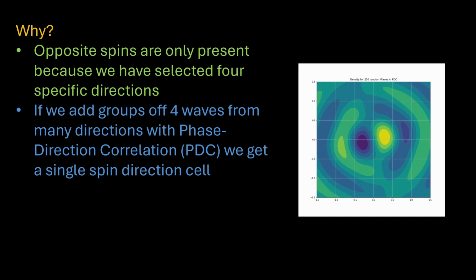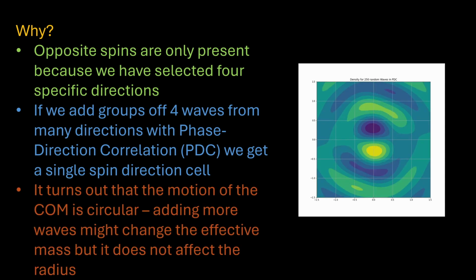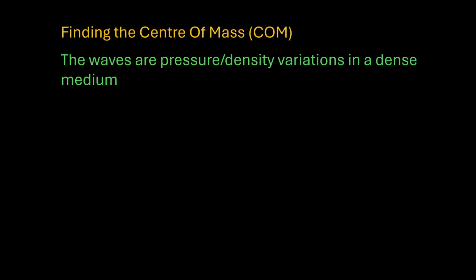It is going to turn out that the centre of mass moves in a circle. The symmetry of the situation would make it thus anyway, so adding each and every new set might change the amplitude, but it will never change the radius of the centre of mass. So, how to find the centre of mass?